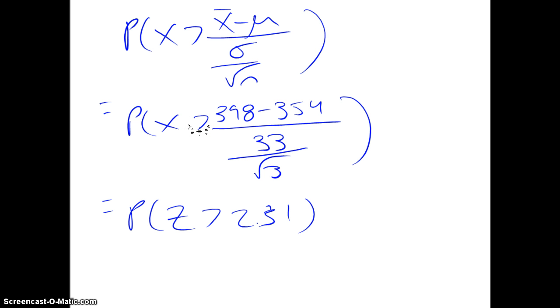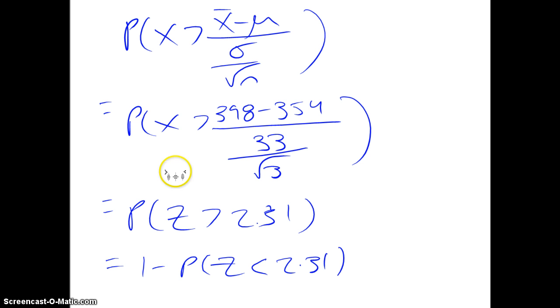Keep in mind that when you have a z greater than 2.31, what we're in effect saying is we'd like to know 1 minus the probability that z is less than 2.31. That's how you trick the system into giving you the actual probability that you want.